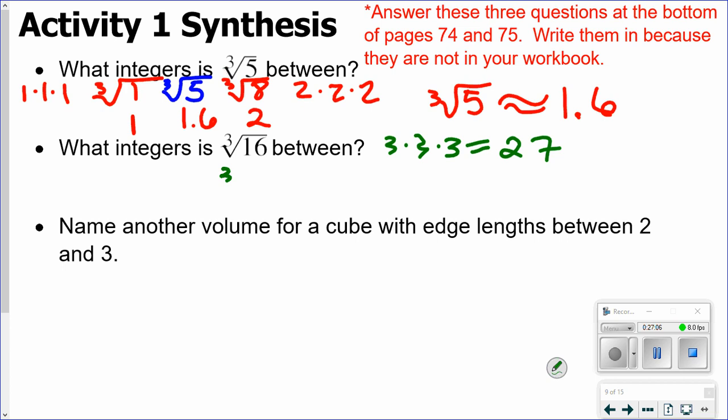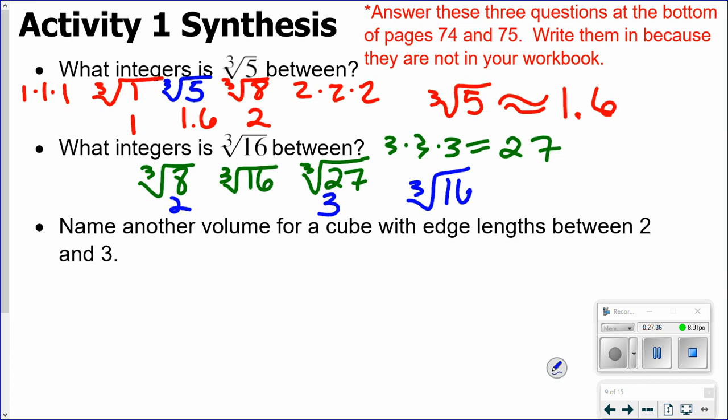So we know that the cube root of 16 must fall between the cube root of 8 and the cube root of 27. Well, when we did the cube root of 8 earlier, we know that's 2. We just did the math above for the cube root of 27, which is 3. So we know the cube root of 16 has to fall between the integers 2 and 3. 16 is about halfway between, so if you wanted to approximate this around 2.5, that would be okay. So the cube root of 16 is approximately 2.5.